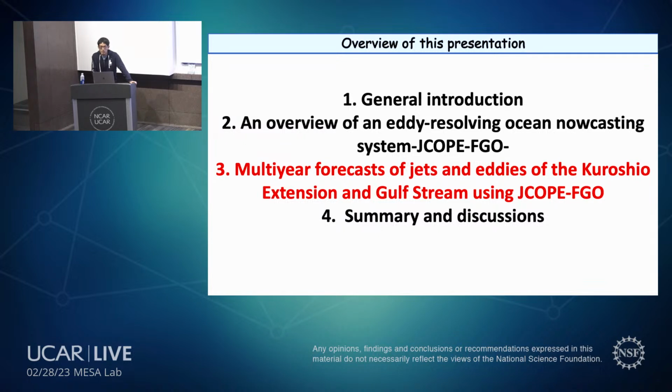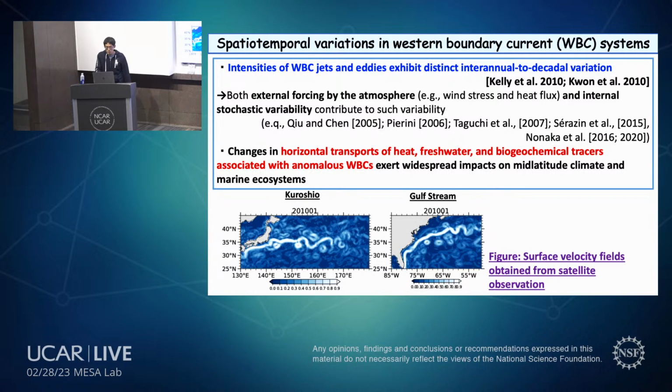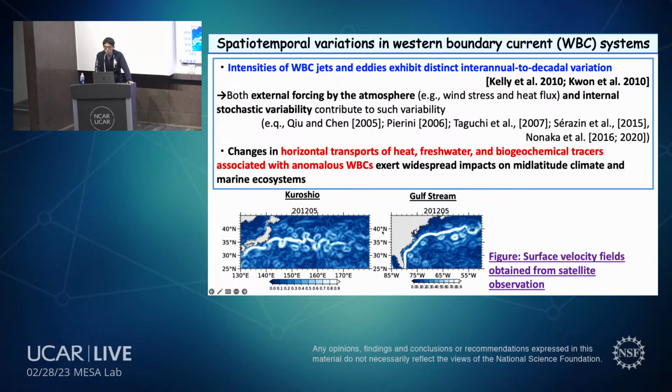Okay, so let's move on to the section focusing on the forecast of the Kuroshio and Gulf Stream jet using our newly developed forecasting system. The animation here again shows the surface velocity fields obtained from satellite observation. It is well known that the intensity of western boundary current jets, such as the Kuroshio and Gulf Stream, undergoes a distinct low frequency variation at interannual to decadal timescales.